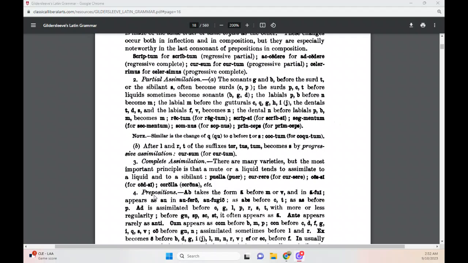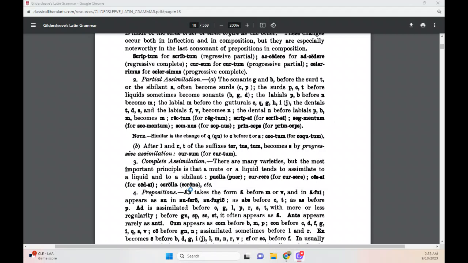The fourth kind of variation that happens to consonants has to do with prepositions. Prepositions have certain spellings, but when they're followed by other nouns, because that's what preposition means, it's placed before a noun, the noun that follows the preposition will begin with a certain consonant sound. And if those two sounds don't work well together, the sound or the spelling of the preposition will change to become more like the noun. So let's look at some examples.